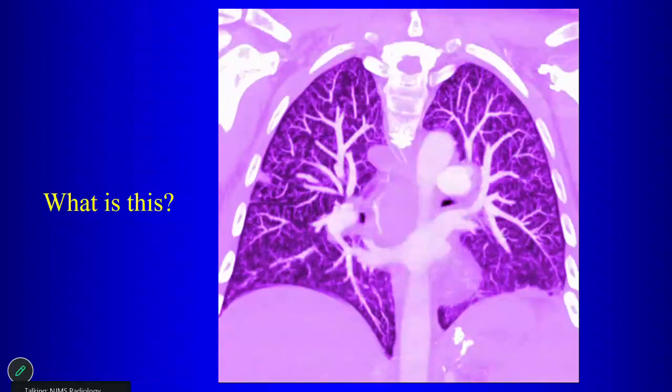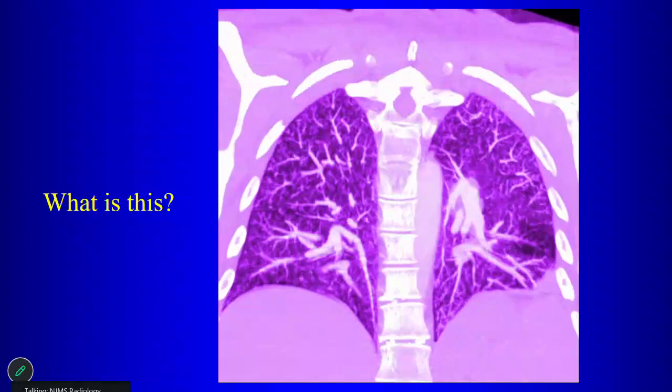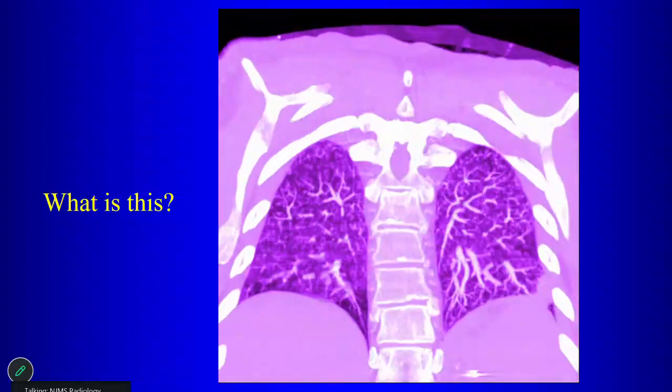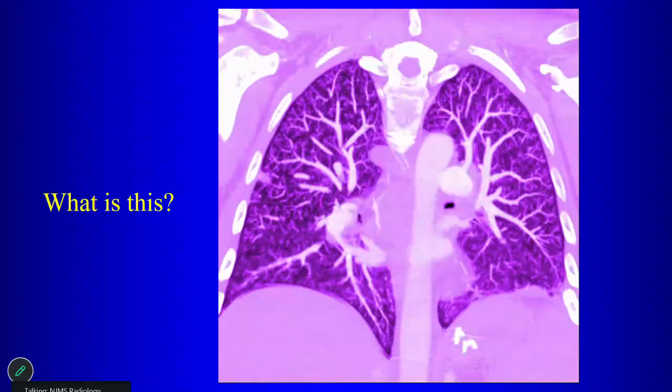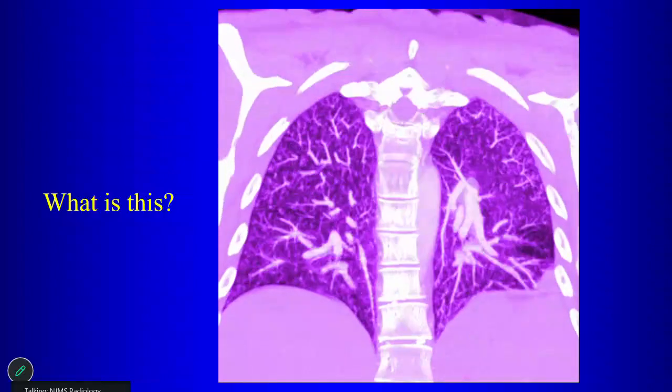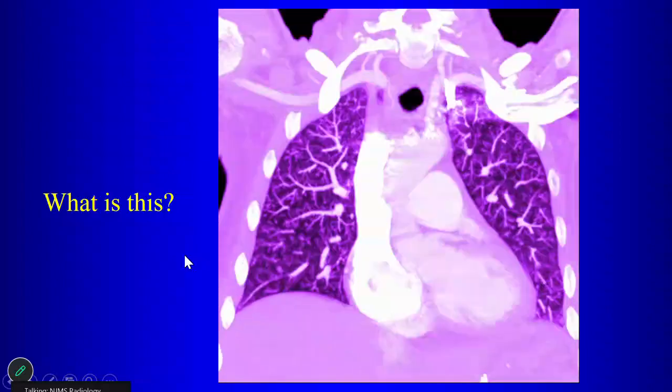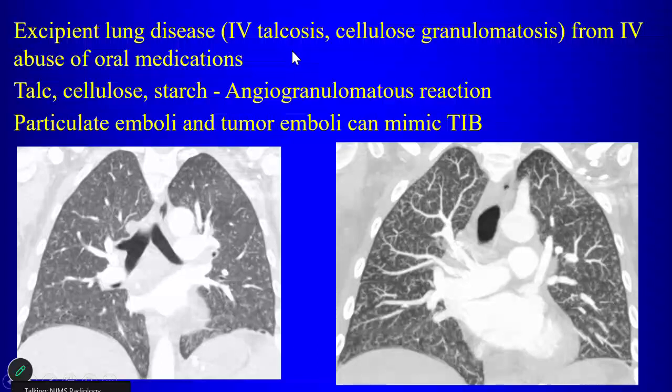It means the patient's injecting something, right? And now the small particulate matter that is embolized to all of the distal small vessels within the lung. So this is called excipient lung disease, IV talcosis, cellulose granulomatosis. It's from IV abuse of oral medications.